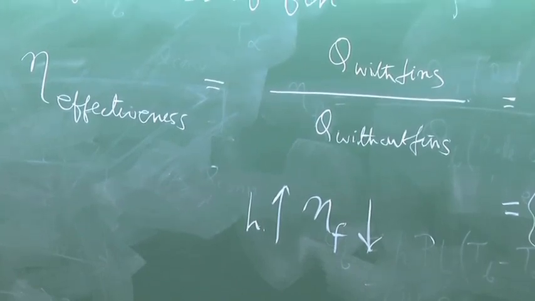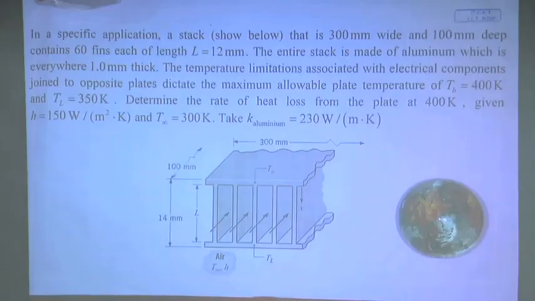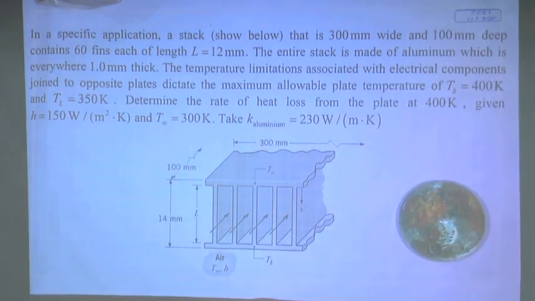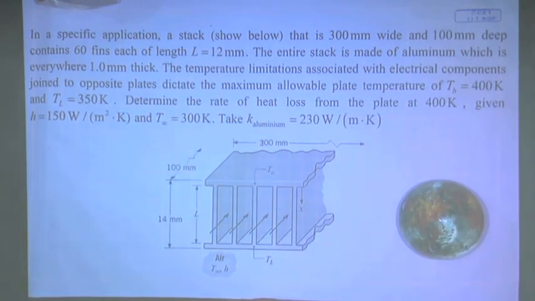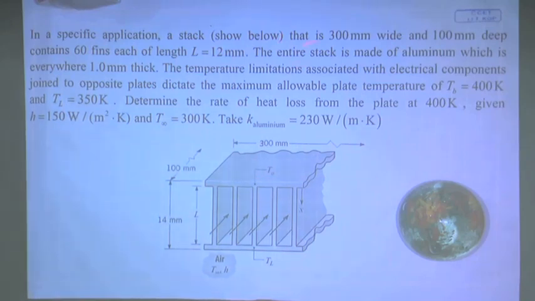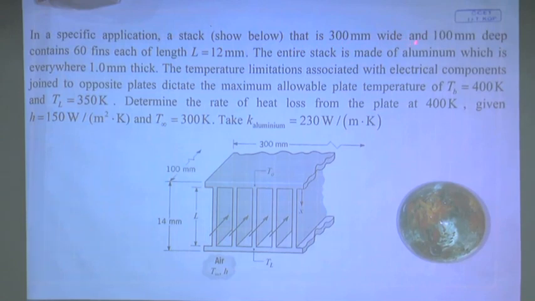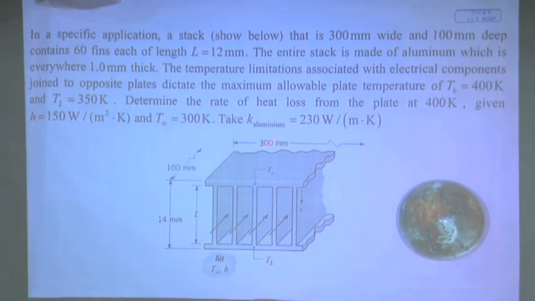We will solve some problem. Let me take a very interesting problem that you can take. In a specific application, a stack shown below, this is a stack, is 300 millimeter wide and 100 millimeter deep. This is 300 millimeter wide, it is a long one, cut, shown as a particular section, and 100 millimeter deep.